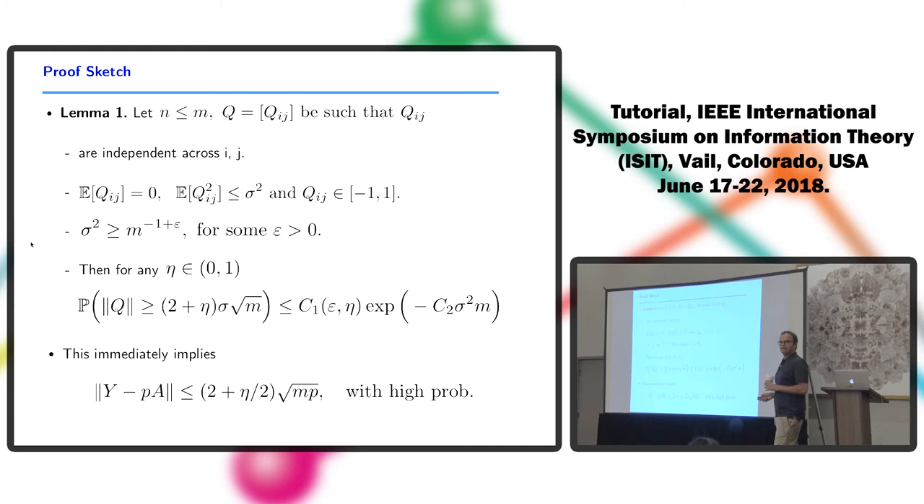All right, so let's prove this lemma. Sorry, why do we need lower bounds for variance? You will see. Good question. You'll see. And that's why we should look at the proof.